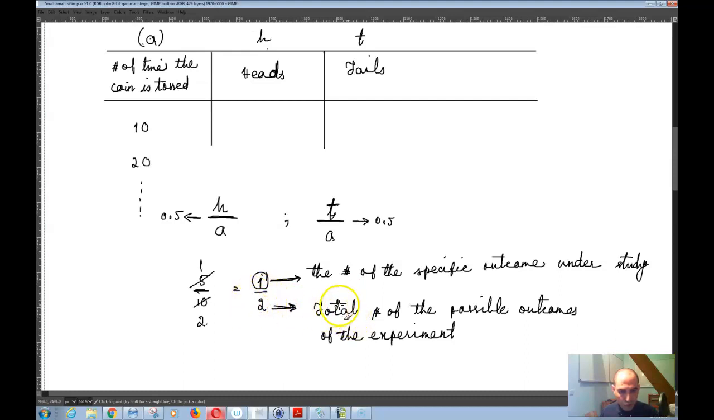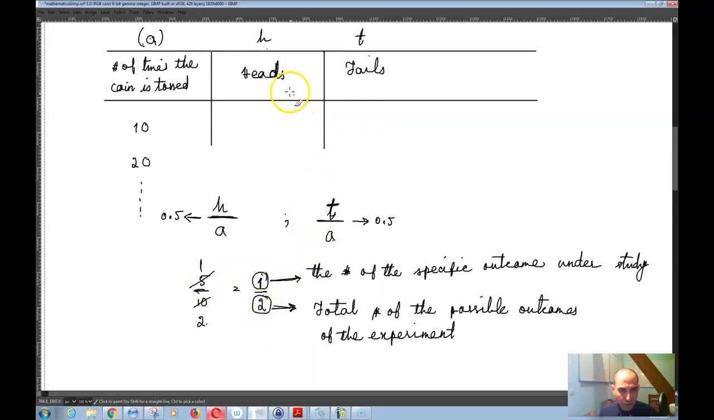And this 2 corresponds to the total number of possible outcomes of the experiment, which could be either tails or heads. So this corresponds to the total possible number of outcomes of the experiment, and this number corresponds to the number of specific outcomes that we are interested in. For example, we are interested in knowing the probability of heads coming up. So that would be 1 to 2. And then we are also interested in knowing the probability of tails coming up. That would again be 1 to 2.